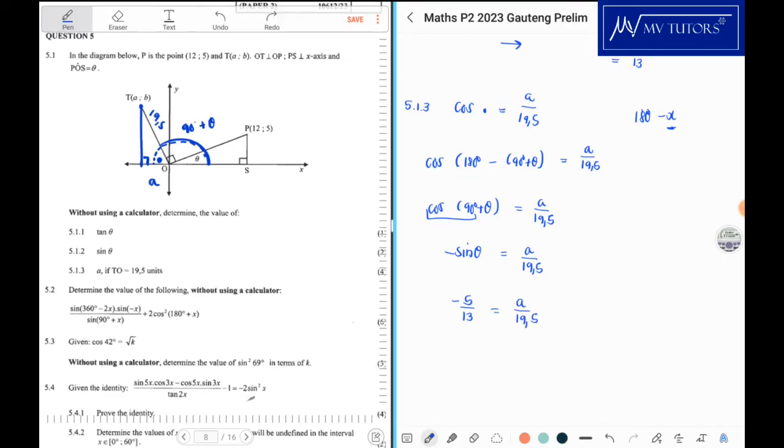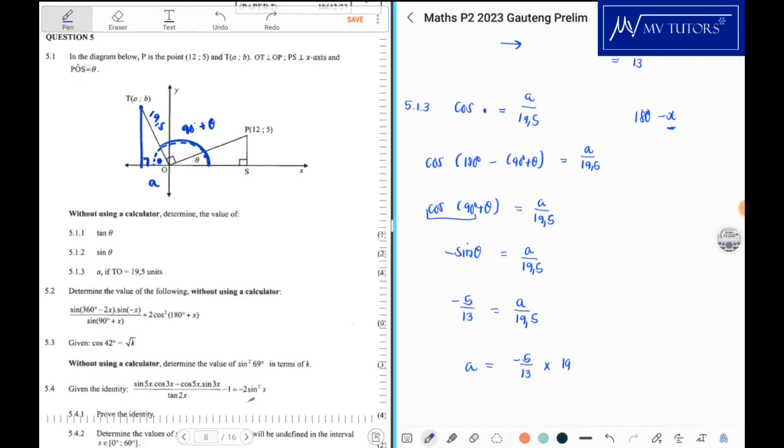Now they said we shouldn't use a calculator, but I don't know. Can we continue without using a calculator though? So in this case, our A will be equal to negative 5 over 13 multiplied by 19,5.